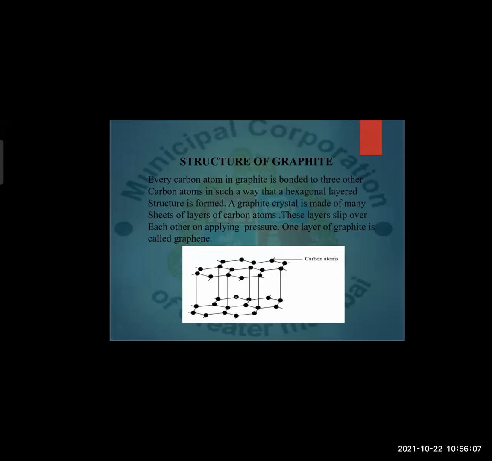So what happens? Every three carbon atoms in the graphite are bonded to three other carbon atoms in such a way that a hexagonal layer structure is formed. 3 and 3 join together and make a hexagon. And the structure or the shape now appears like a hexagon, and it is said to be hexagonal.